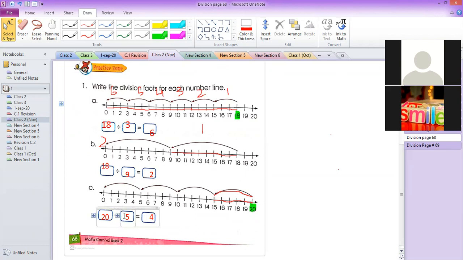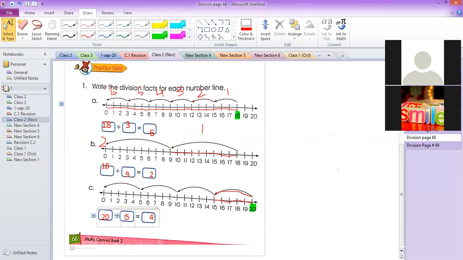The next number is you have to write the divisor. You are dividing by what number? So check the first step. How many numbers you count? You're counting back in one step. So you check 1, 2, 3, 4, and 5. In one step, you are counting back 5. That means you are dividing 20 by 5. So you write here 5.